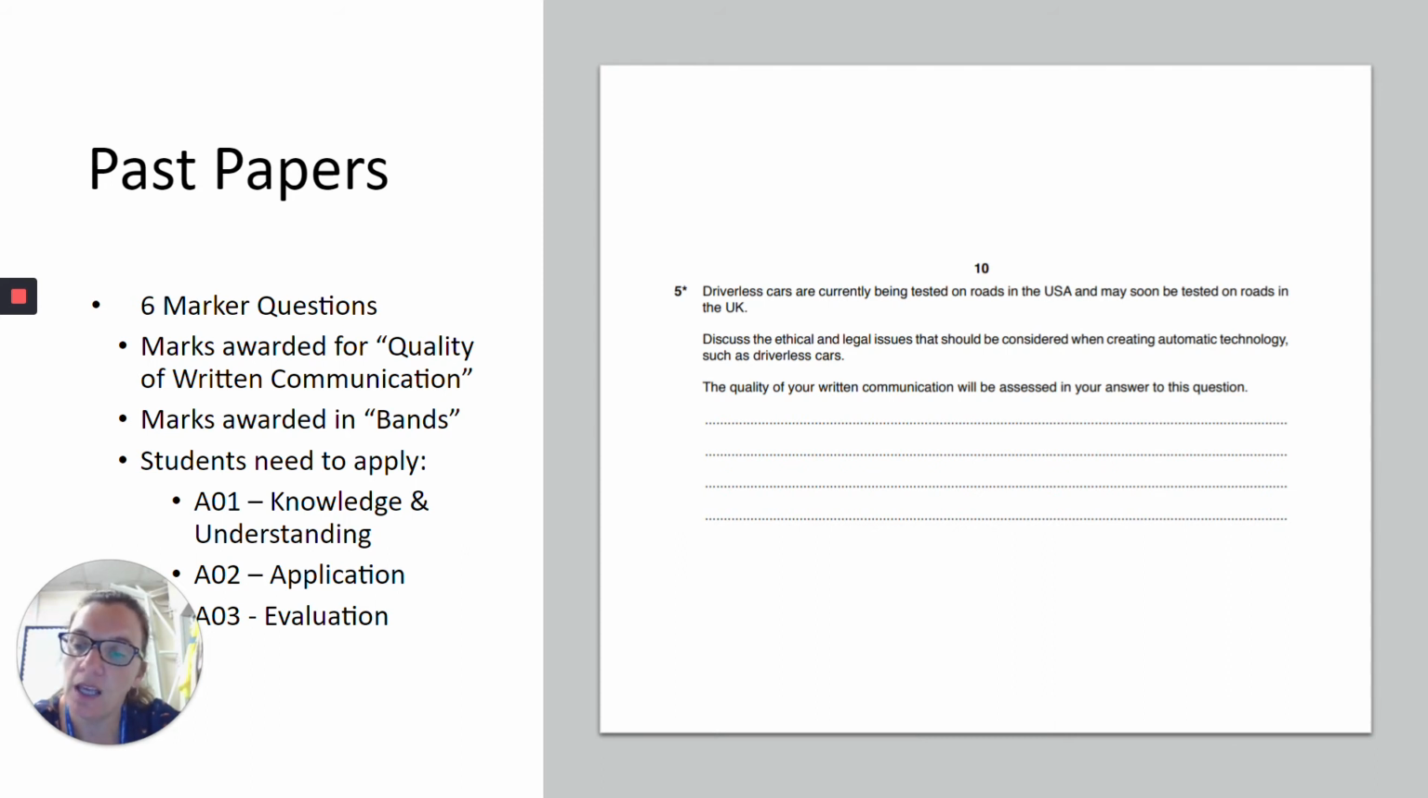And then finally, the AO3 is the evaluation. Now, this will vary depending on the type of question. Basically, the AO3 just means summarising and bringing together what the question was about. I've put an example on the screen to give you some of an idea of what we're talking about. So this question is all about driverless cars being introduced into the UK, and the fact they've been tested on USA roads. There needs to be a discussion on the ethical and legal issues about creating automatic technology such as driverless cars. So the first bit they would need to do to cover the AO1 would be to write down what they know about automatic technology.